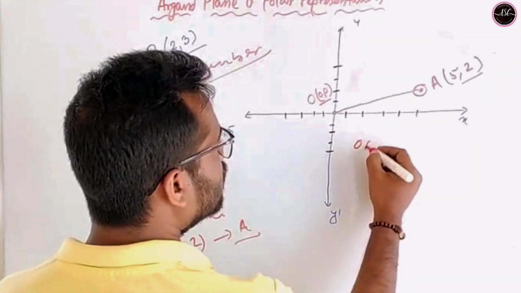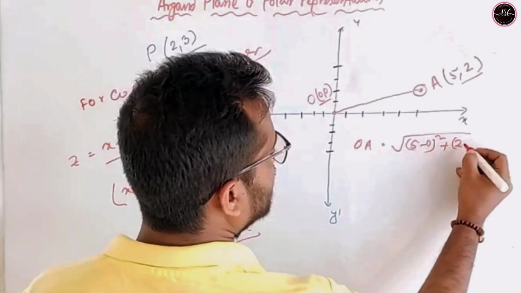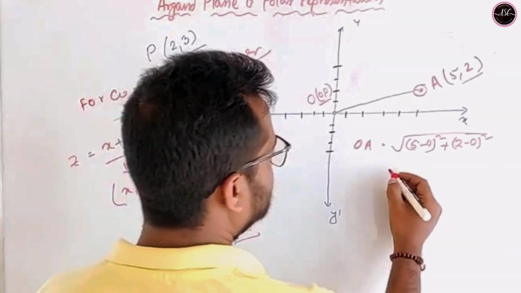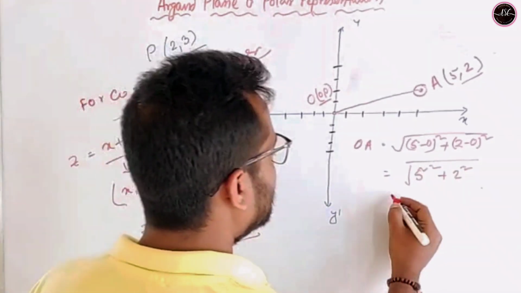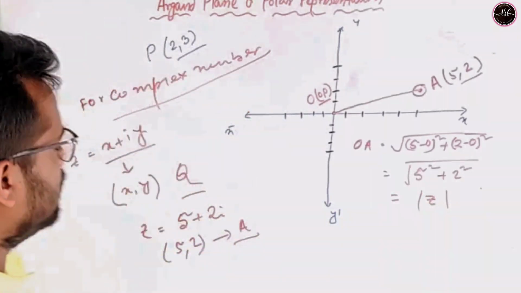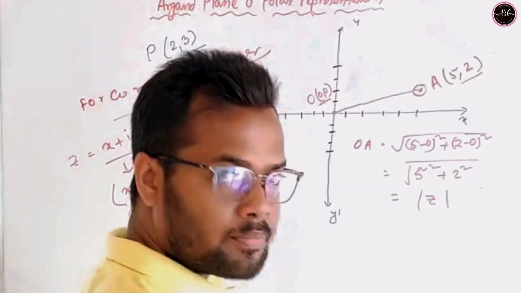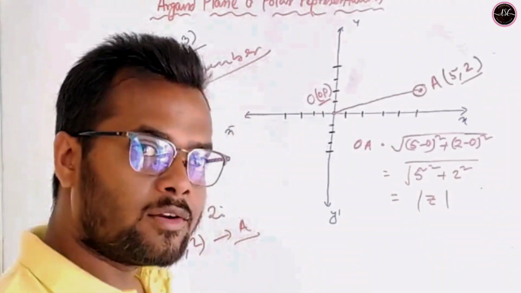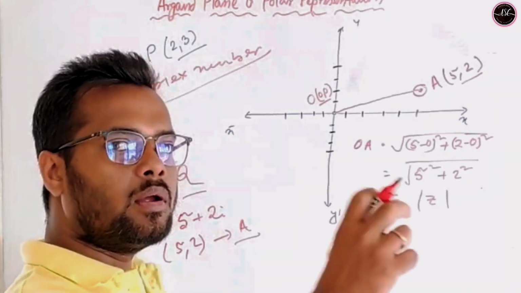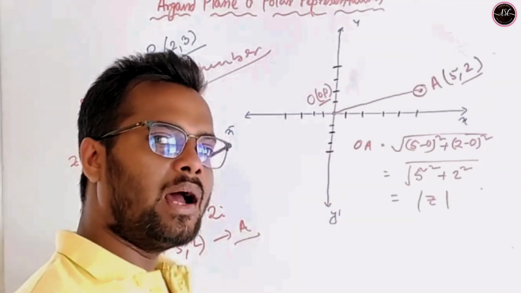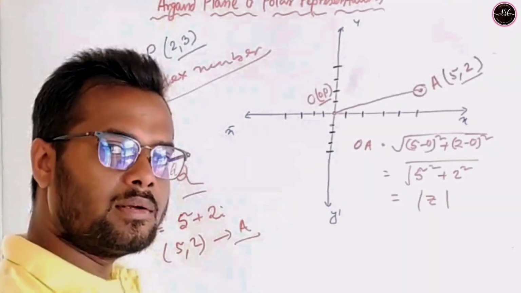Okay. Then OA is equal to root of 5 minus 0 whole square plus 2 minus 0 whole square. Okay. That means root of 5 square plus 2 square. So this is the mod of z. As z equal to 5 plus 2i, we previously know how we can find the mod. So this is the mod of z. So in complex numbers, if there is a question, find the distance between the origin and a point in the xy plane, then you should write this modulus.